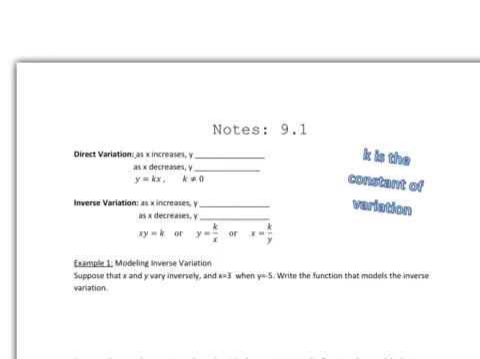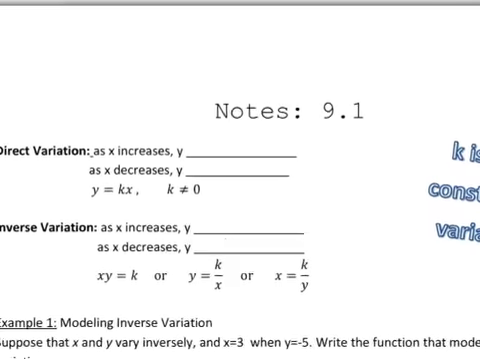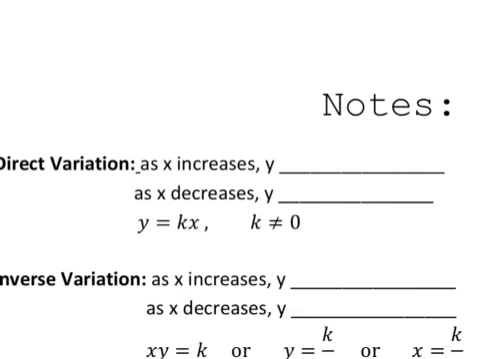In direct variation, what happens to y as x increases? Direct means they do the same thing. So as x increases, y increases as well. As x decreases, what do you think y is going to do? Yes, they both go down.